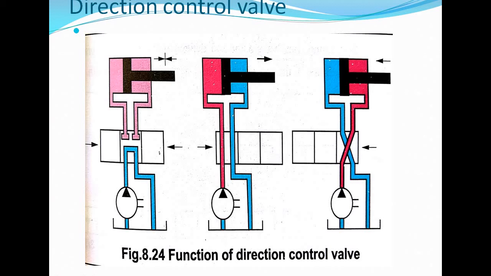And in the third position you can see here, now we are changing the ports. Now this port is connected to this port, so the oil will go to the right hand side, it will exert the pressure and there will be motion towards the left. This is how a 3 position, 4 port direction control valve works.